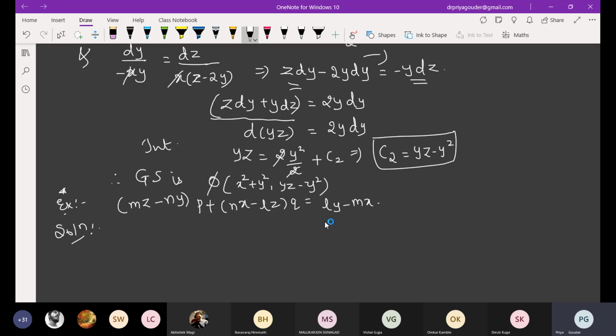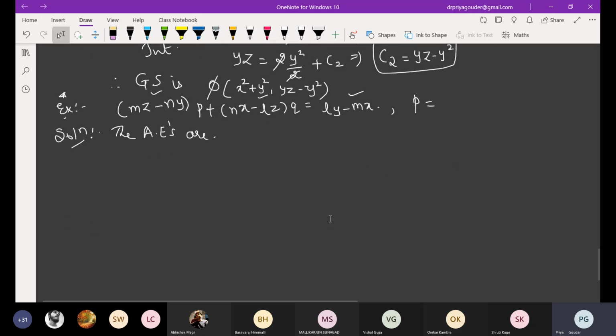Even the auxiliary equation has one more name, the subsidiary equation, in this case, not in ordinary differential equations. Remember, the auxiliary equations are written in the standard format. What is P? P is the first bracket, Q is the second bracket, and R is the RHS part. I'll directly write the auxiliary equations. Tell me what are the auxiliary equations?